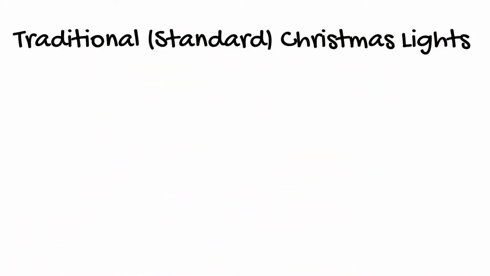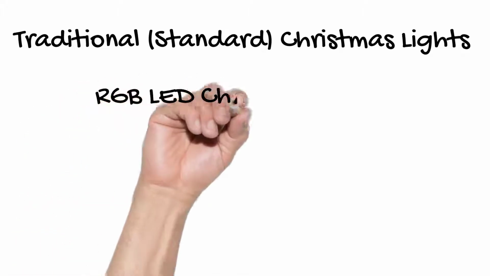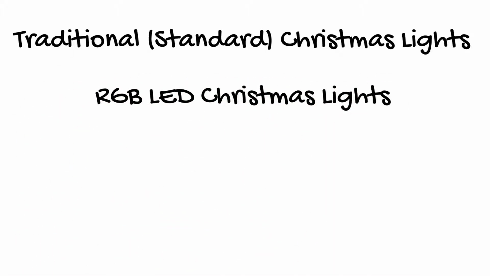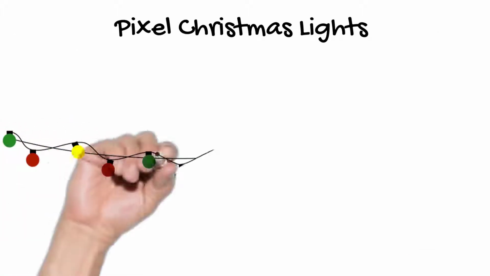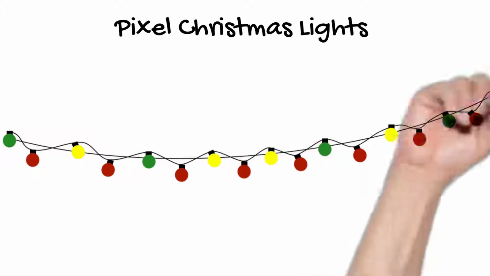Now, when we're working with musical Christmas lights, there's three types of lights that you're going to see. There's traditional style Christmas lights, and these are your typical white or maybe a colored strand of light that you can turn on and off and perhaps dim. There's RGB Christmas lights, where the whole strand is able to change color between red, green, and blue and mix colors together. And then there are also pixels.